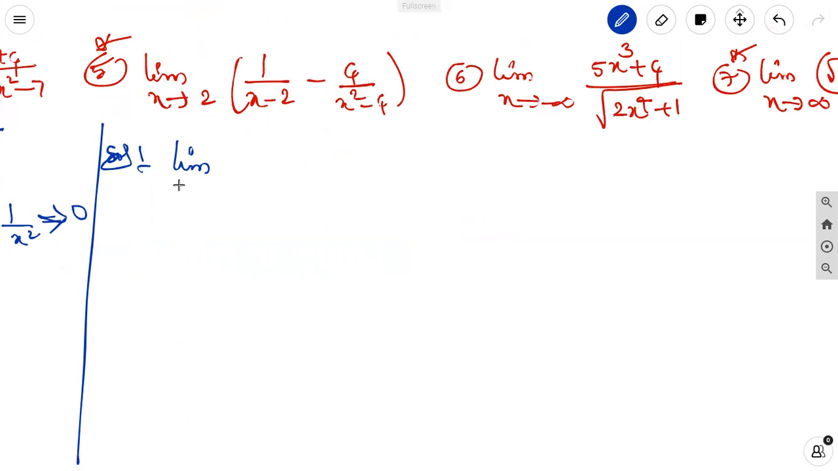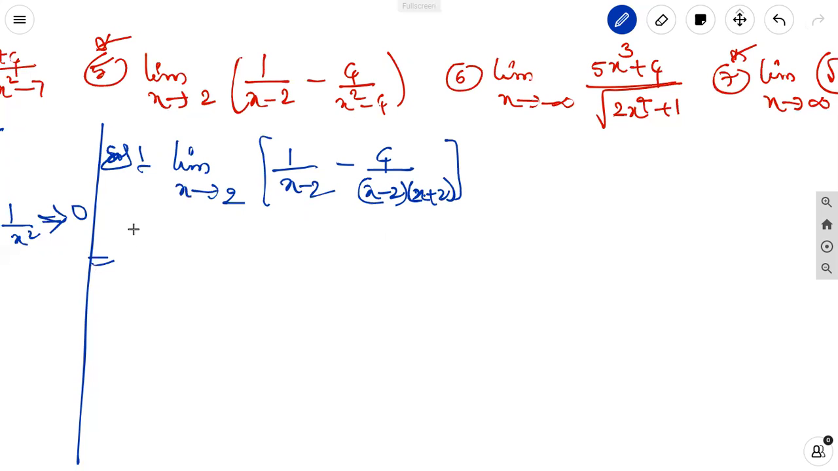Here the limit is x tends to 2. When we substitute in the denominator, it goes to infinity, so we cannot apply it directly. First of all, we can simplify it. 1 by x minus 2 minus 4 by x square minus 4. It is in the form of a square minus b square, so split into factors, x minus 2 into x plus 2.